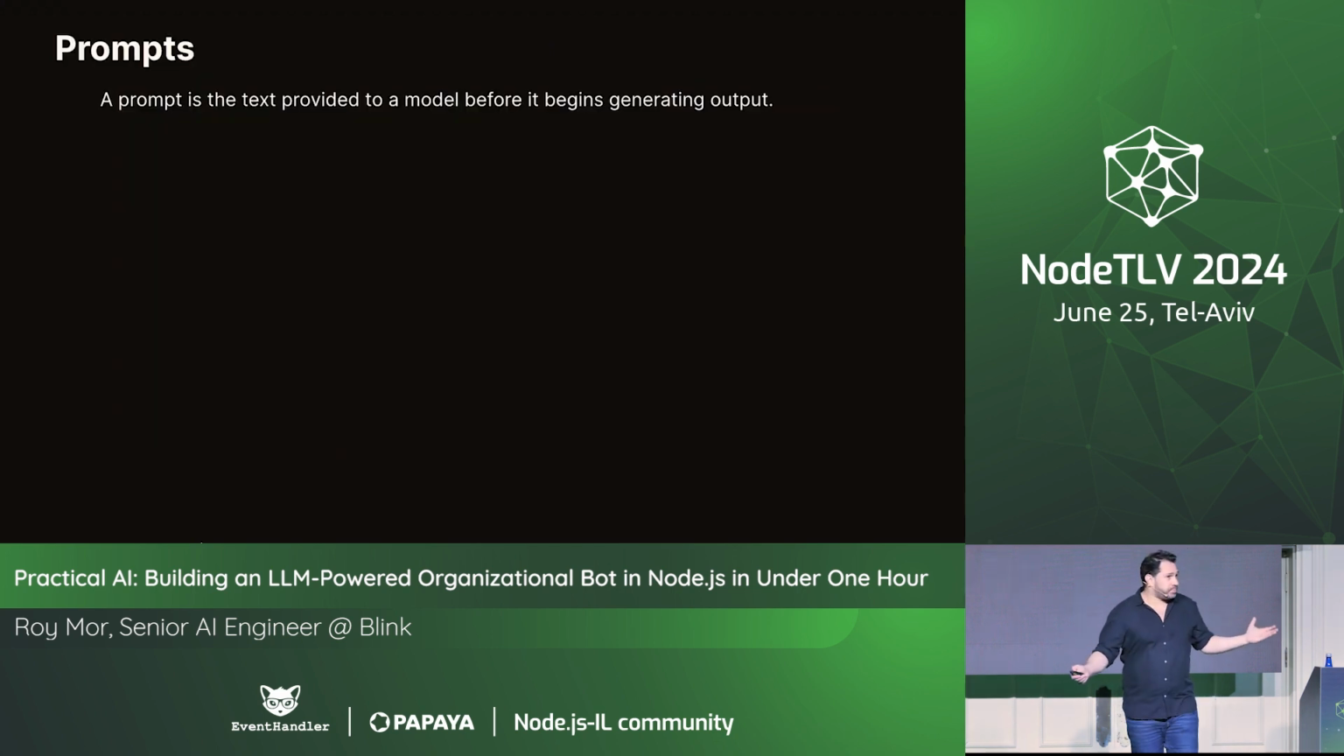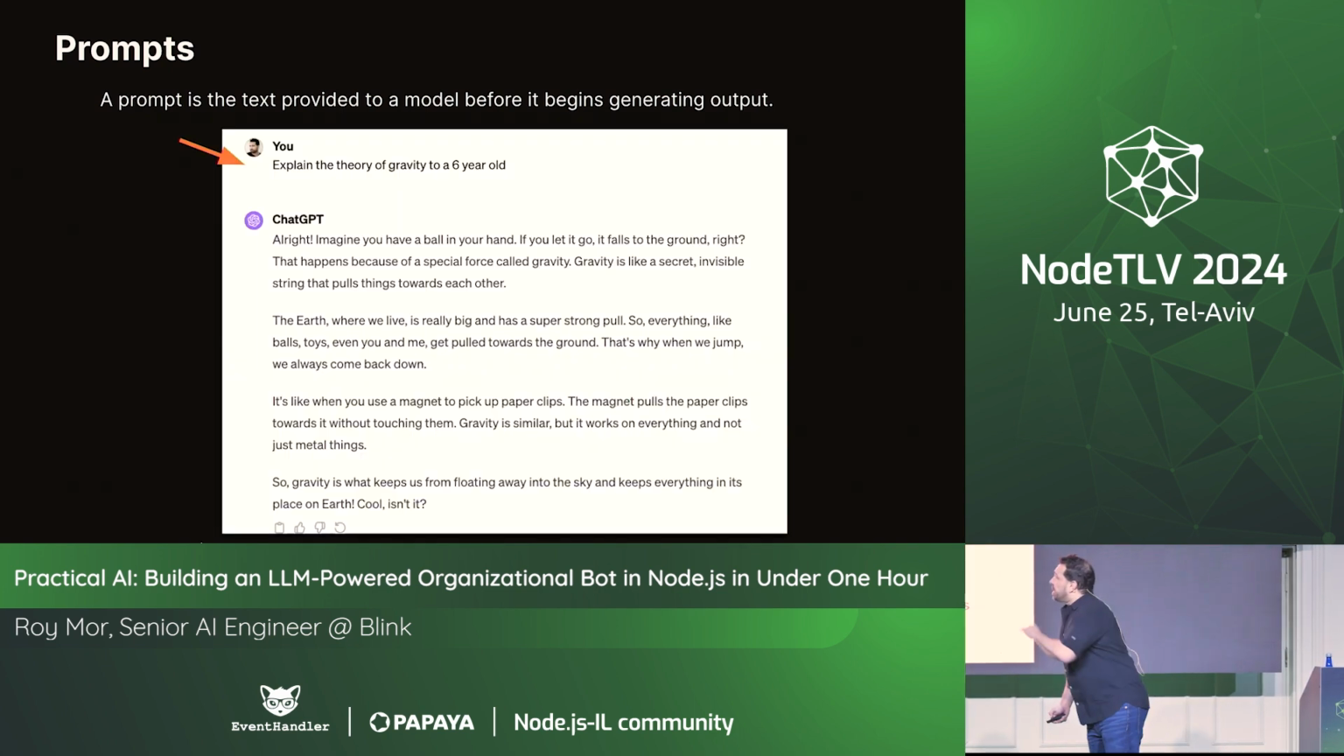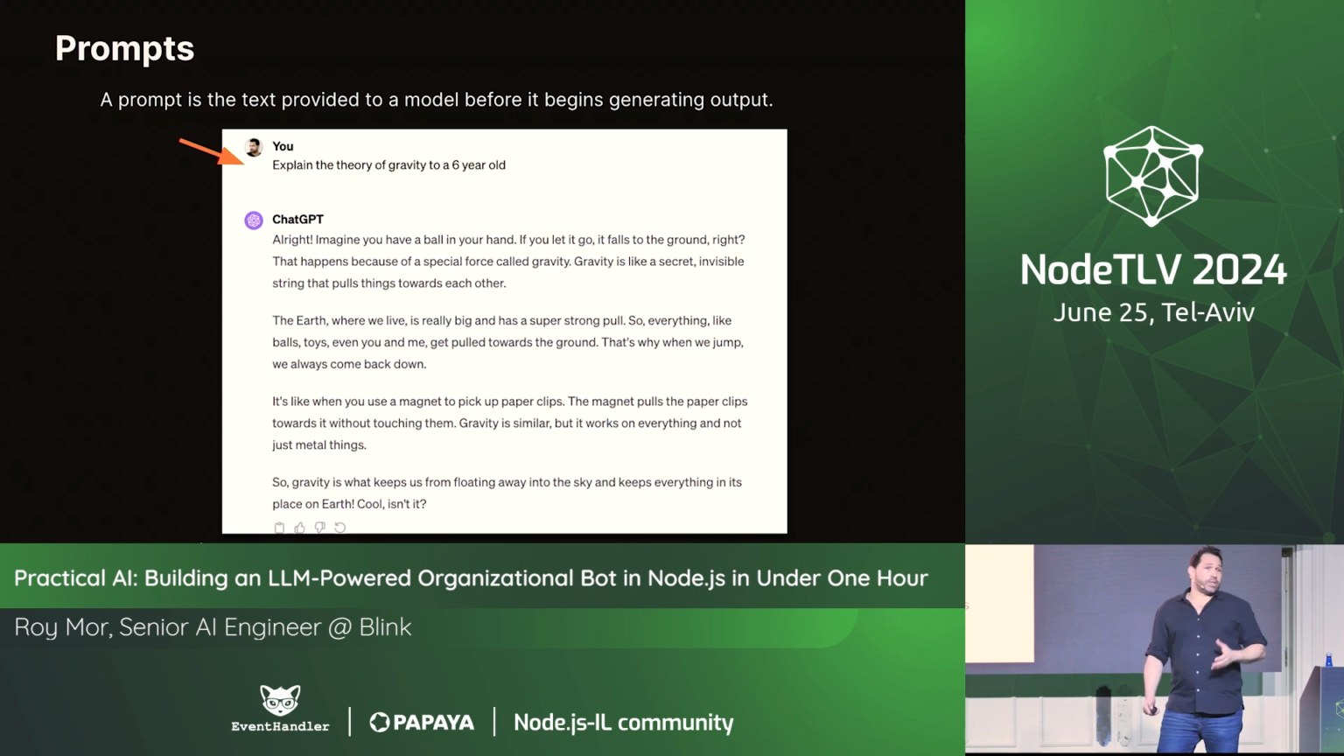What is a prompt? Everyone knows what a prompt is, right? A prompt is the text provided to a model before it begins generating output. So when I'm playing here with ChatGPT and I ask it to explain the theory of gravity to a 6-year-old, that is the prompt, right? Well, not entirely correct, because when I chat with ChatGPT, I'm not speaking directly with an LLM or even with an API. I'm using ChatGPT, which in itself is an LLM-powered app. It's a web app that interacts with the LLM under the hood.